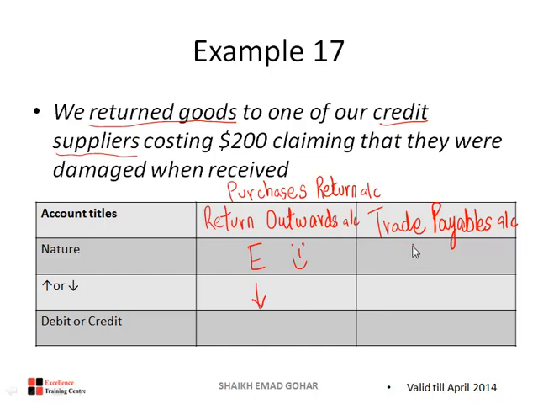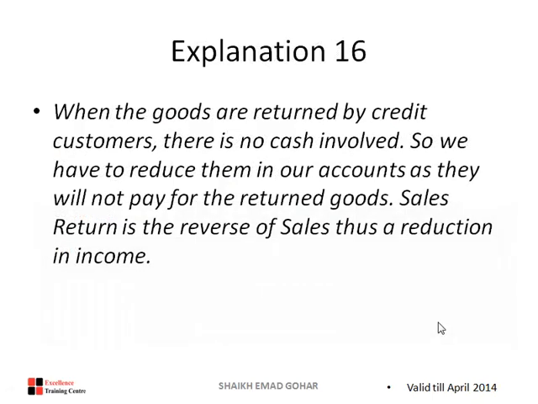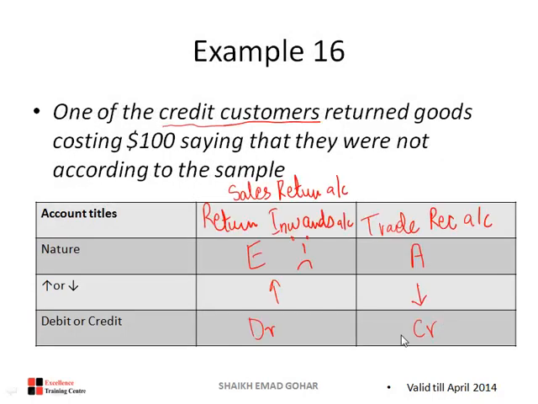On the other side, trade payables are my liability. I have to pay them, but now I am returning the goods, so I will not pay them the $200. So they are also decreasing: expense decrease, liability decrease. Okay.